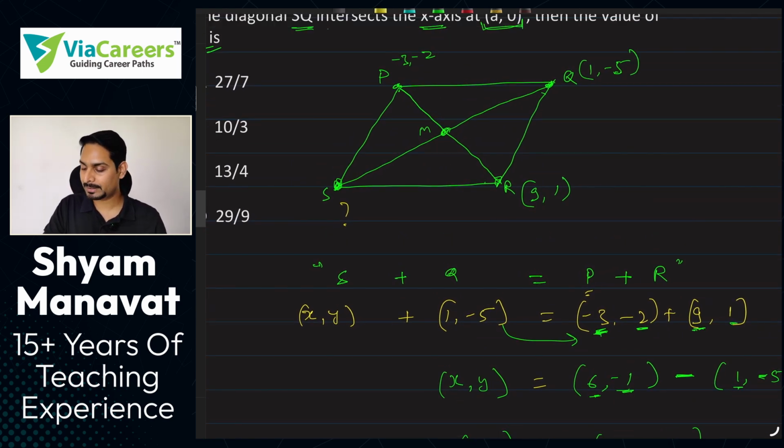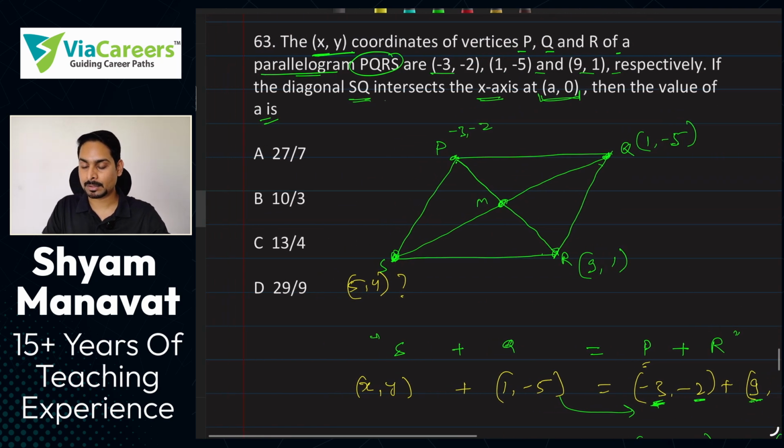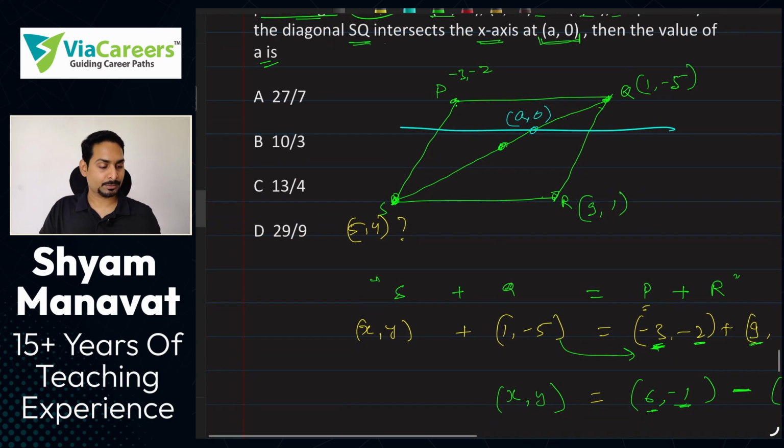So the coordinate here is what? 5, 4. Are we done here? No, that's not our question. Question is, now here if this diagonal SQ intersects somewhere, it's not necessary on the midpoint, कहीं पे भी x coordinate को ऐसा intersect करता है. So this coordinate is a comma 0 as per them. So what is the value? Then value of a is what? Okay. So I can use what here?